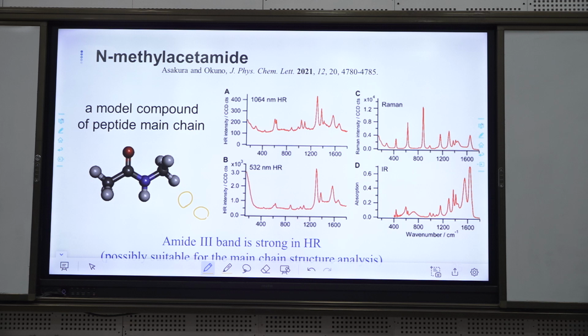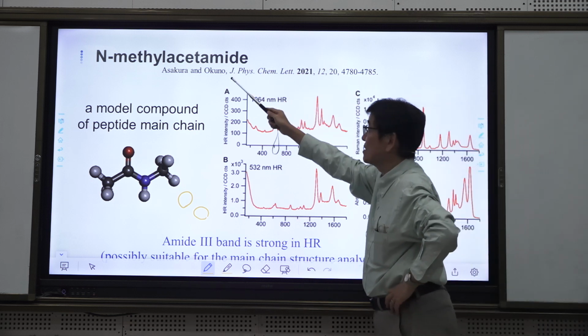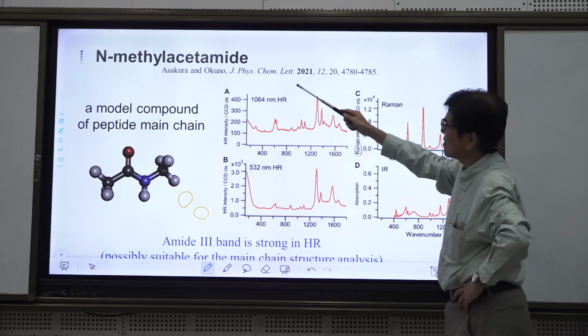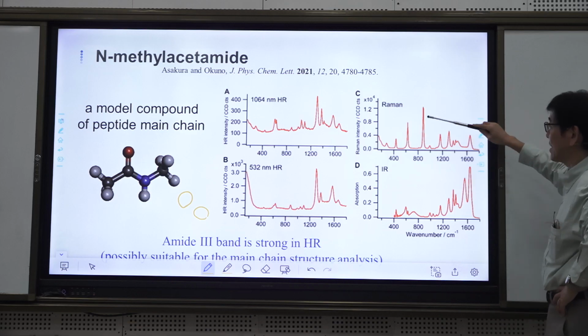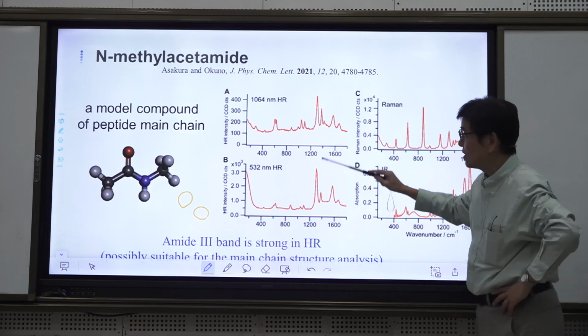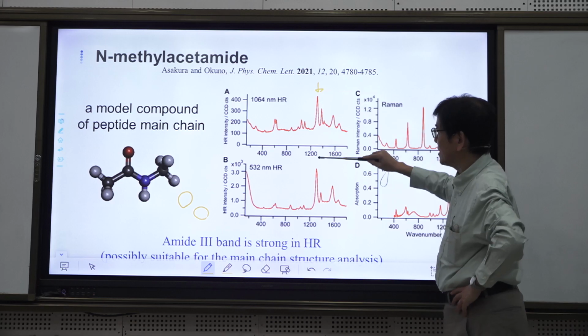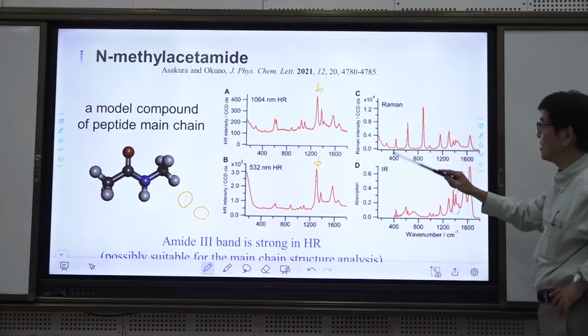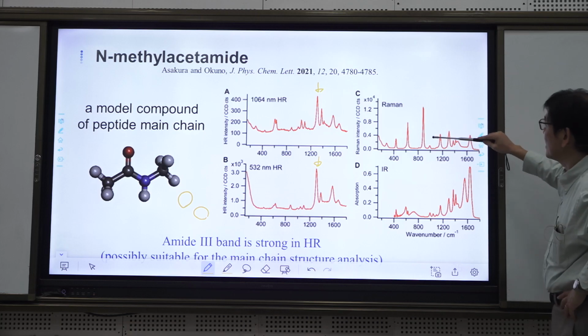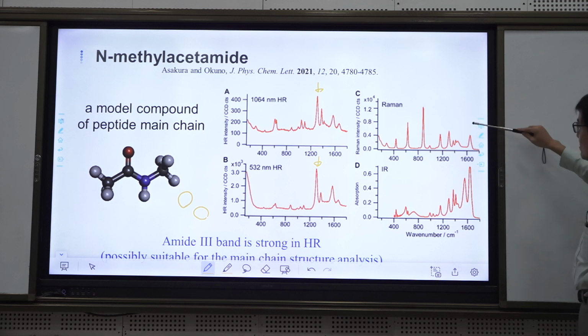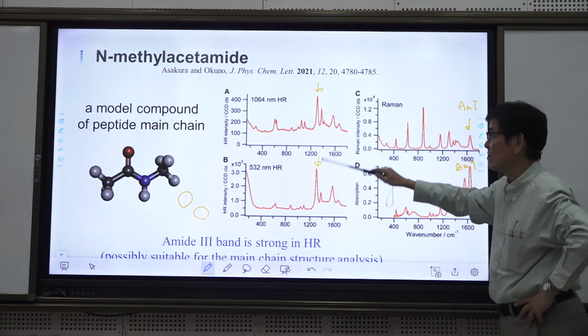Also, in the case of N-methylacetamide, the intensity pattern of the hyper-Raman spectrum is different from Raman and IR. So in this case, the amide 3 mode is the strongest. This is in contrast to the Raman spectrum, where, sorry, I cannot say what this peak is, but this is amide 1. And in the IR spectrum, amide 1 is the strongest. So the intensity pattern is different.